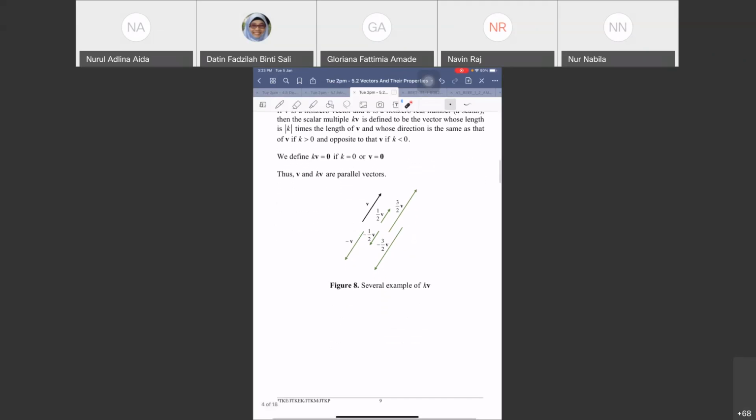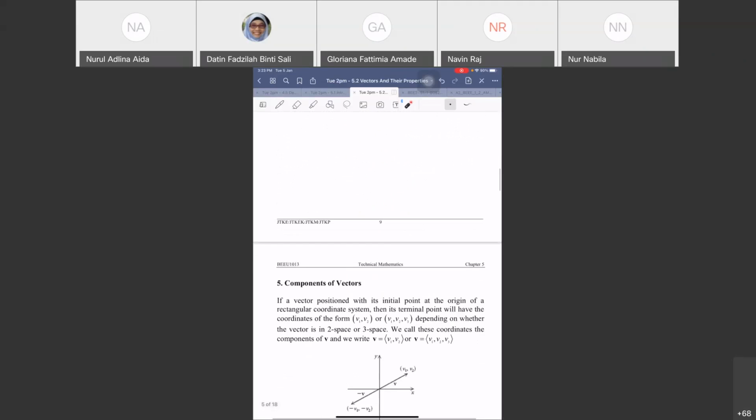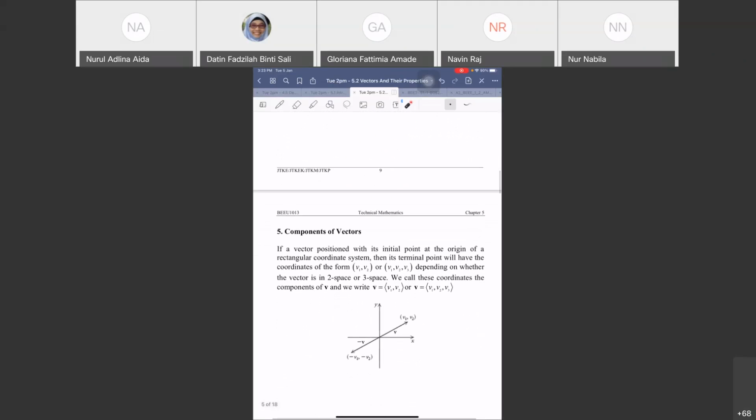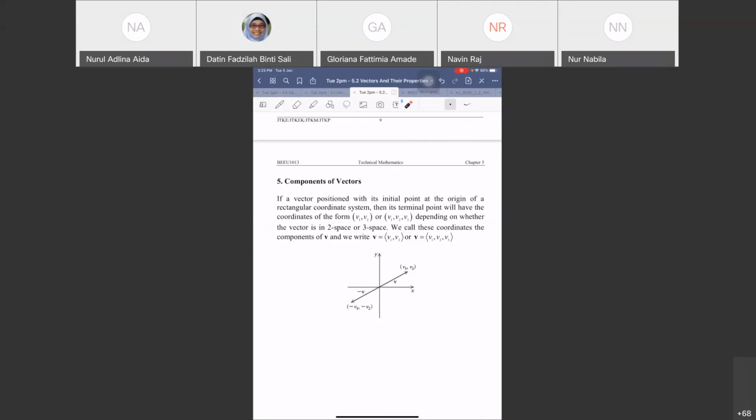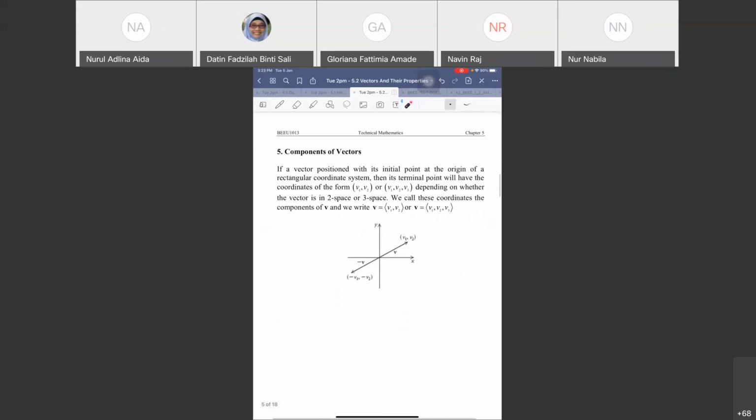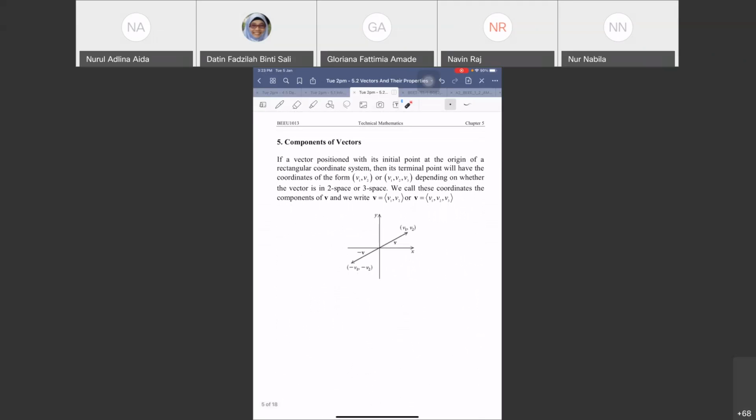Okay, but later on there will be another two types of multiplication, which is what we call just now dot product and cross product. So that one will come later. Okay, components of vector. This is what I mentioned just now.